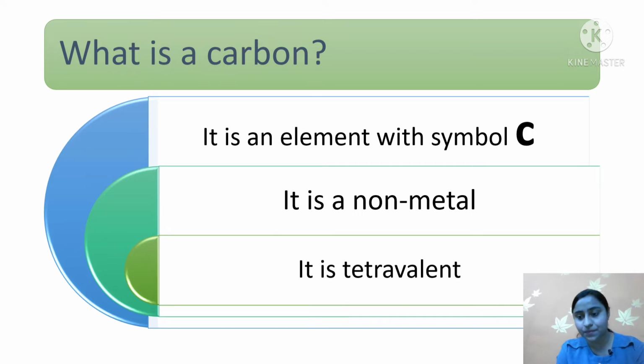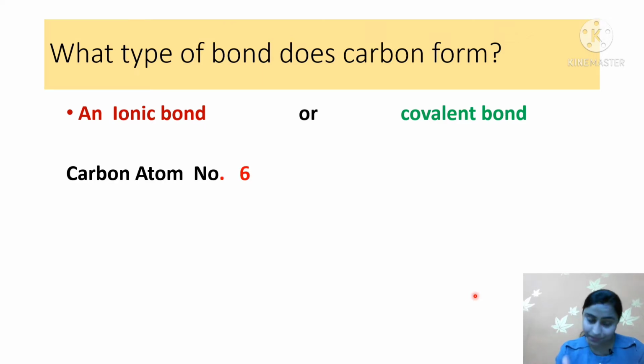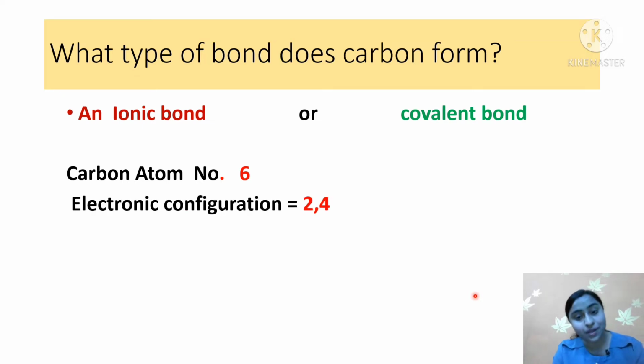Now, students, we are going to recall what type of bond carbon forms. An ionic bond or a covalent bond? Students, we have studied that carbon forms a covalent type of bond. What type of bond? Covalent type of bond. What is the reason that it does not form an ionic type of bond? Here is the reason: carbon has an atomic number of 6. So what will be its electronic configuration? Its electronic configuration will be 2, 4.